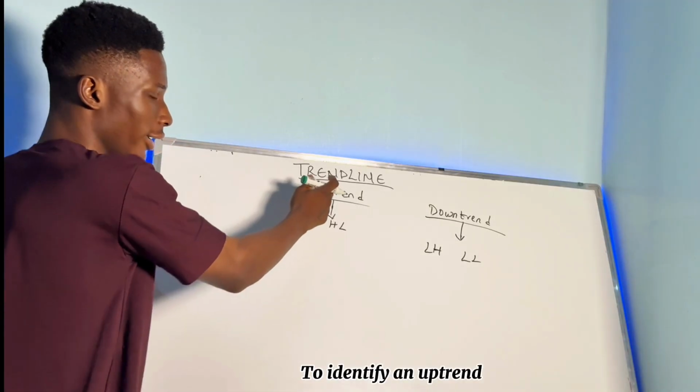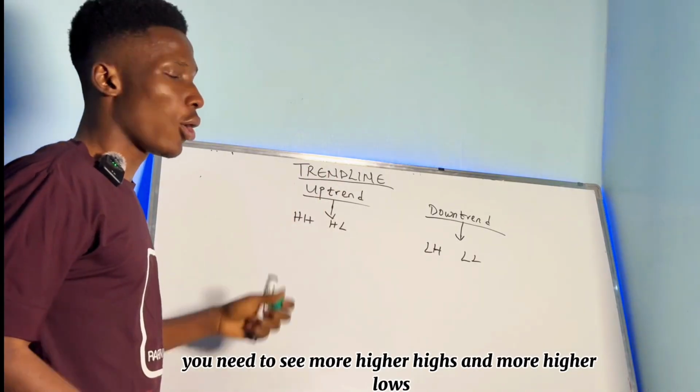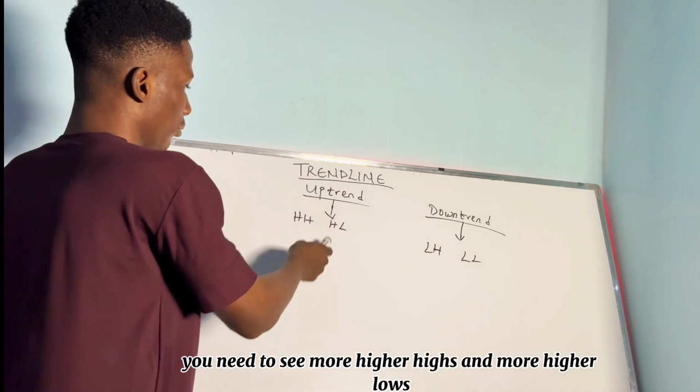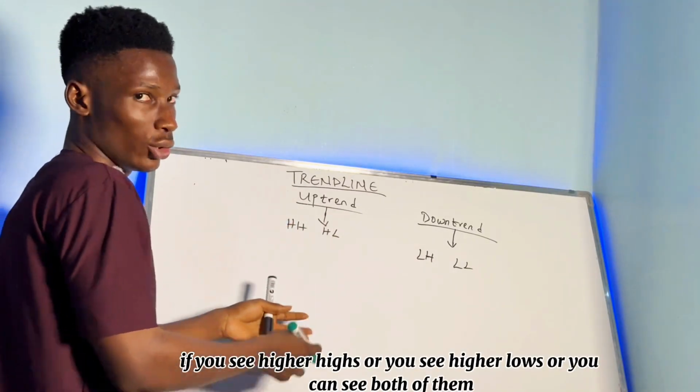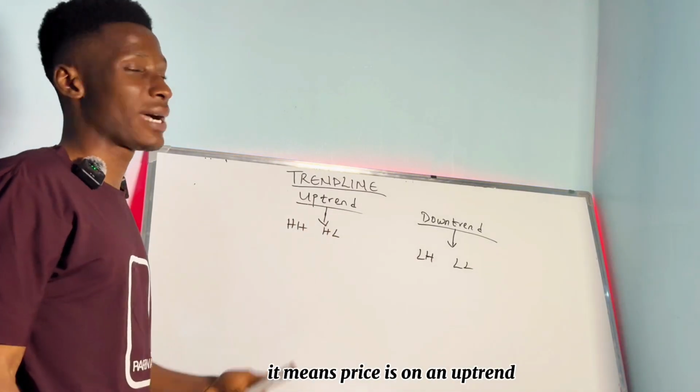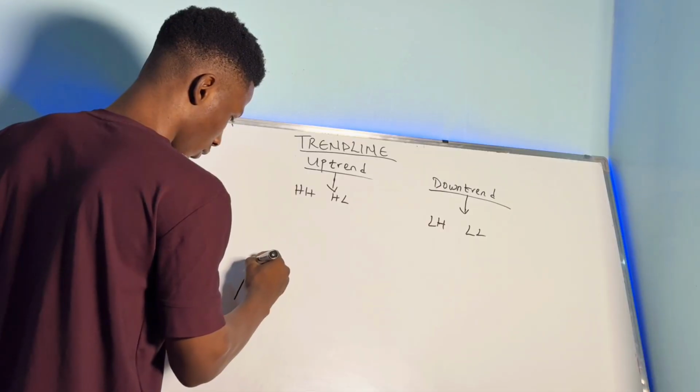To identify an uptrend, you need to see more higher highs and more higher lows. If you see higher highs, or higher lows, or both of them, it means price is in an uptrend. Let me give you an example.